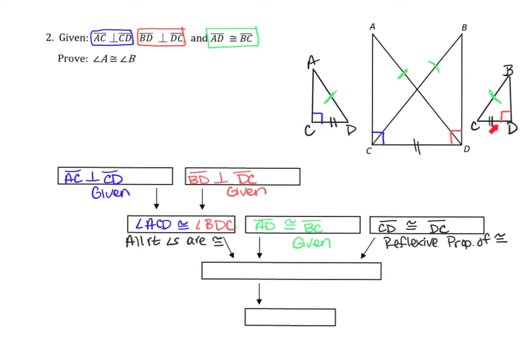So what theorem or postulate makes these two triangles congruent? It would be the hypotenuse leg theorem, because they both have a right angle, they both have the hypotenuse, which is the side that's marked with the green mark, and then the base or legs of the triangles are also congruent. So because these two triangles are congruent, that means that their corresponding parts are also going to be congruent. So now I can say that angle A is congruent to angle B because corresponding parts of congruent triangles are congruent.